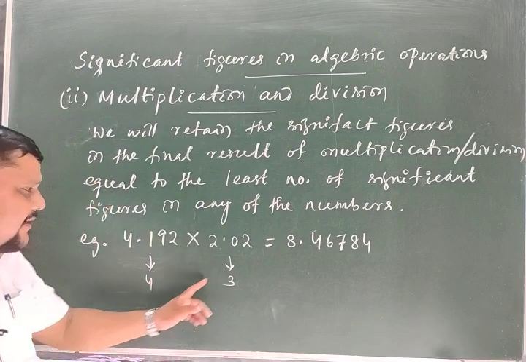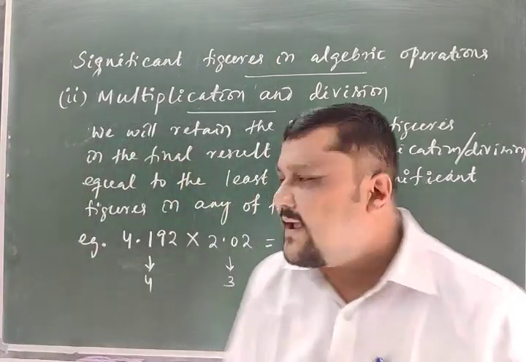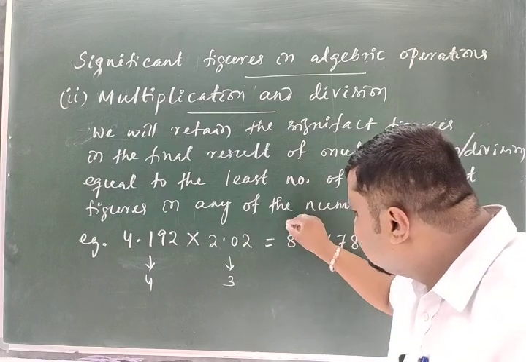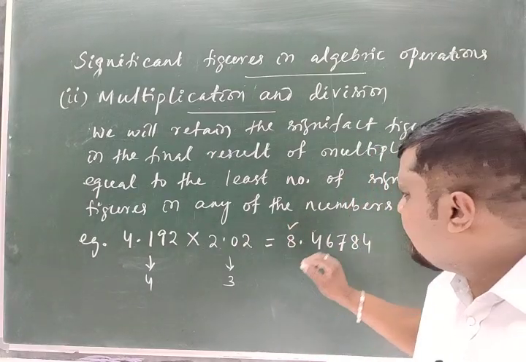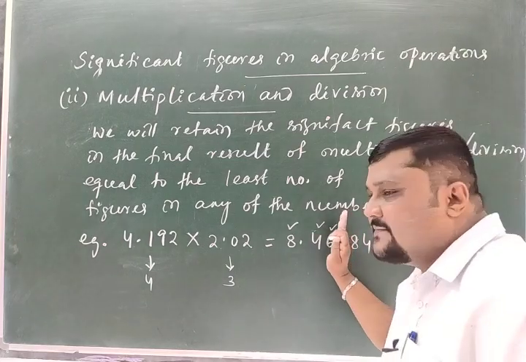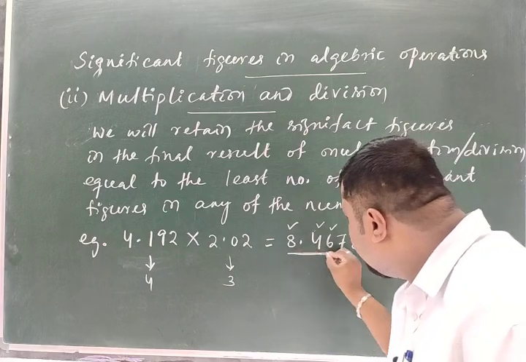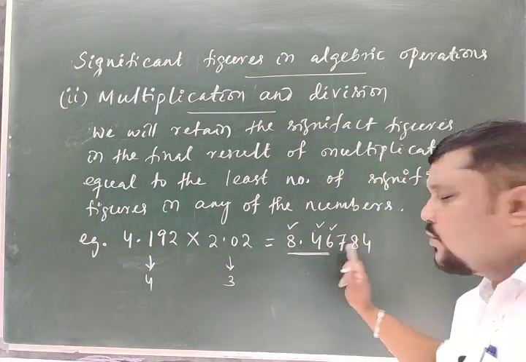We will retain how many significant figures? 3. Three significant figures means I will count from here: this is the first significant figure, you cannot drop this one, this is the second one, this is the third one. So I have to drop this one, which means I have to take the significant figures up to this, then drop this one.